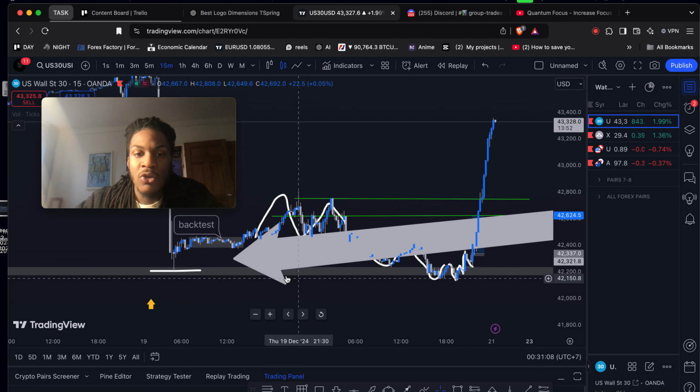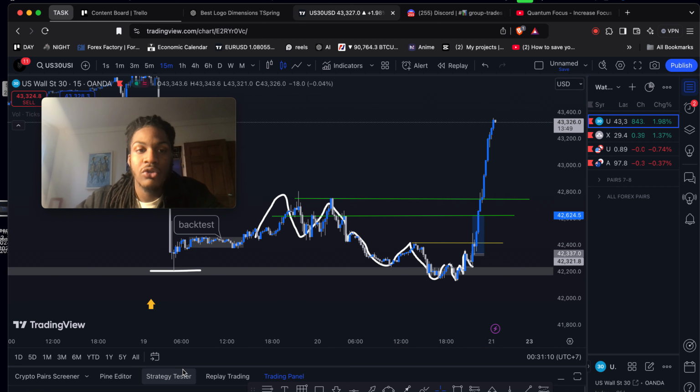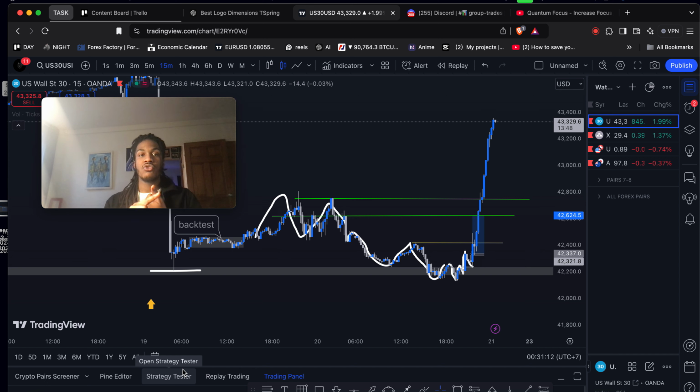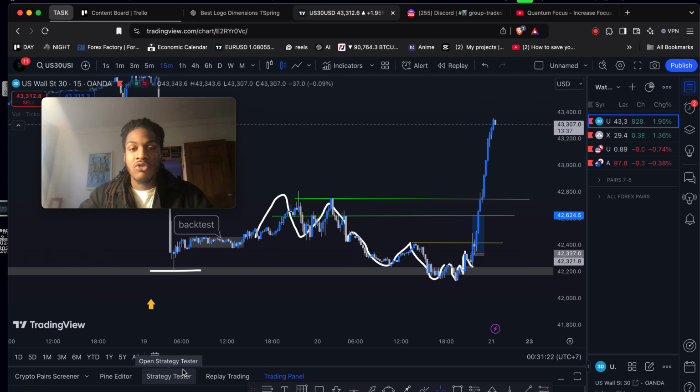Let's see. Yeah, so I had my structure. Two things: I had the news. That was letting me know that US30 was going to be active because there was US dollar volatile news. For me, I do the opposite of what most traders do. I trade that. And so that's step number one.